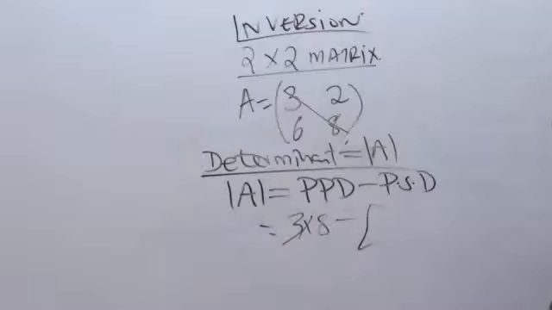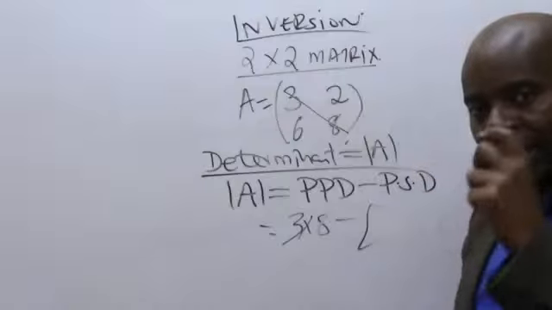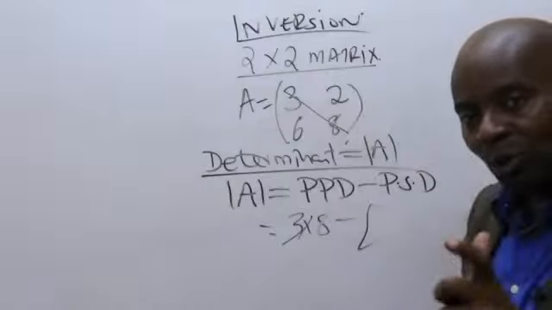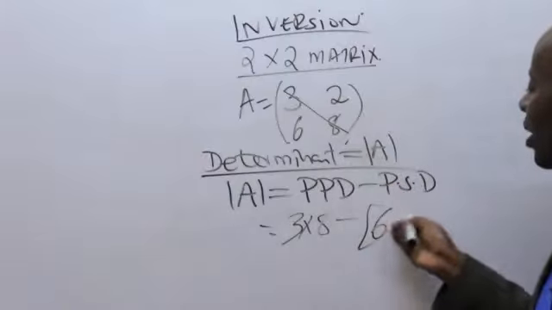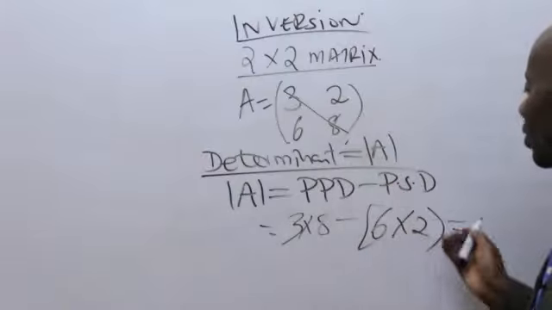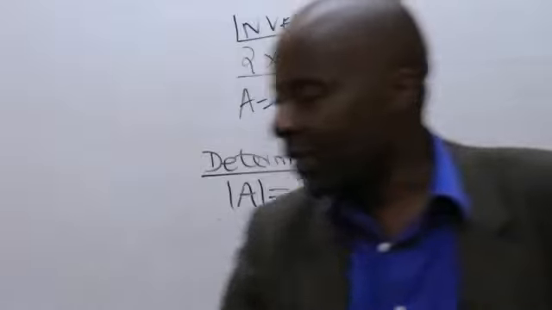For the product of the secondary diagonal, you must always put the secondary diagonal into perspective. The secondary diagonal elements must always be put in brackets. So product of secondary diagonal, what do we have? We have 6 times 2. So could you kindly give me this answer?